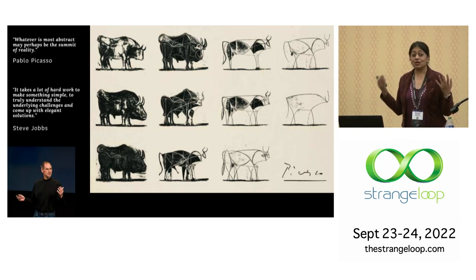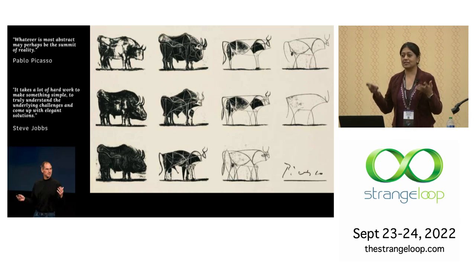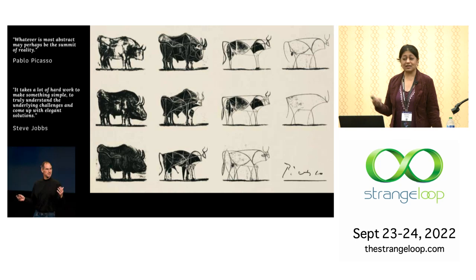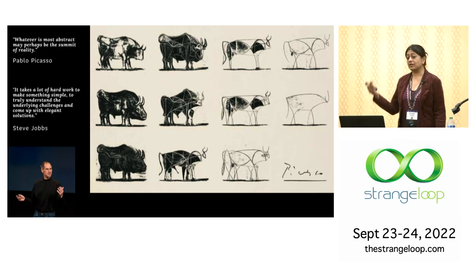Just 12 lines, where the horn is just the shape of a U, a little line suggestive of the tail at the end of the bull, and the black and white dots that evoke the skin of the bull. It's not an easy task. Pablo Picasso worked really hard on that, but he simplifies it. Steve Jobs says it takes a lot of hard work to make something simple. You really have to truly understand it to do that. That's what Picasso had done, and that's how Steve Jobs designs.